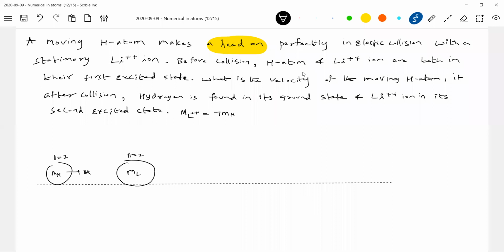And this also, both are in the first excited state, and this is at rest. After collision, the hydrogen atom is found to be in the ground state, whereas this will get excited. Both are in their first excited state. Lithium ion in its second excited state. So shall I put n equal to 3?